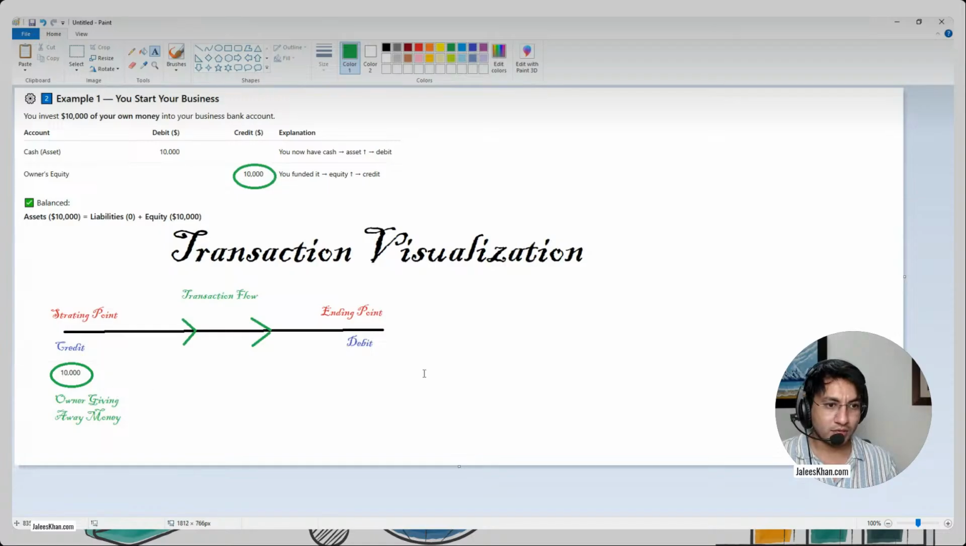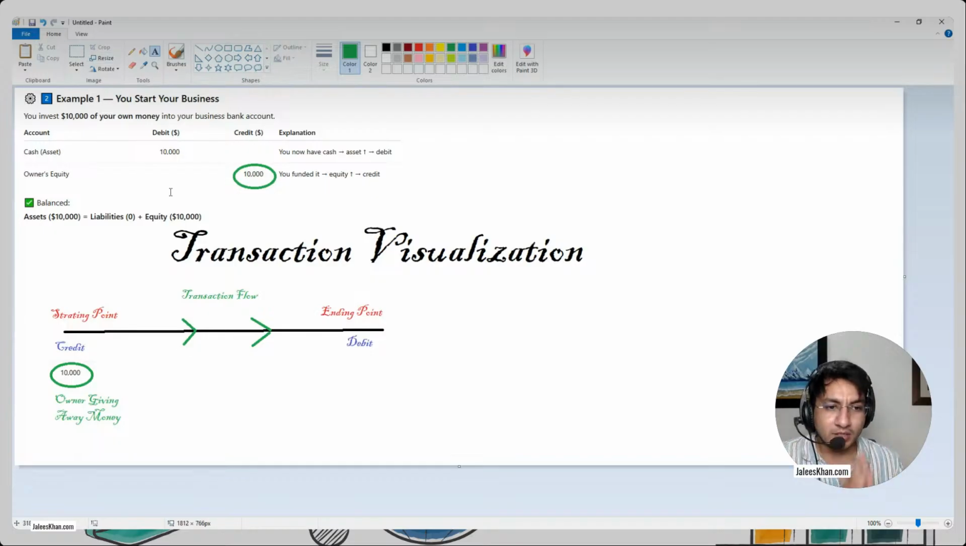And what's happening is this. Now the ending point of the transaction is the increase of asset. Okay. Sorry guys, let's see.